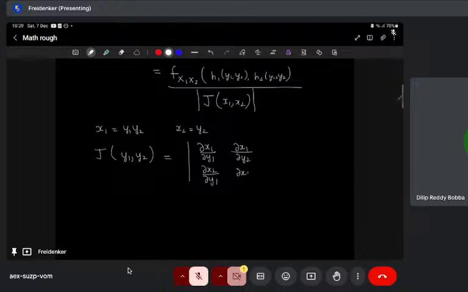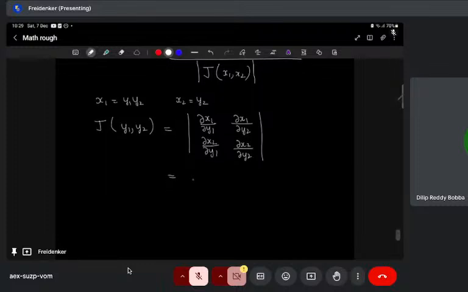What will you get here? Yes. So we know x1 is y1 y2. Partial derivative with respect to y1, what will you get? Just y2. And x2 is y2. Partial derivative of y2 with respect to y1 is just 0 because nothing is there. You people know how to do partial derivatives. I think that is nothing much to be told here.